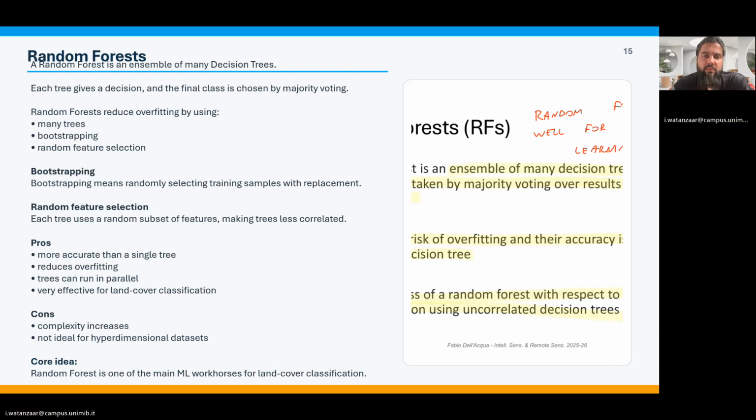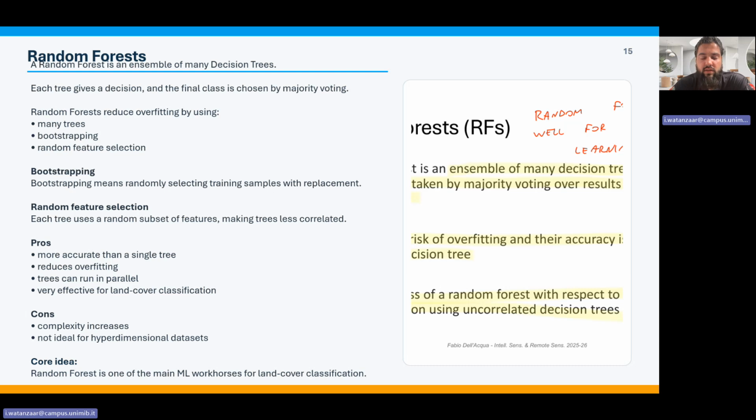Okay, bootstrapping is exactly like selecting the training samples with replacement, like they're trying to consistently replace a training sample. It is more accurate than the single decision tree and reduces your overfitting. Trees can run in parallel and are very effective for land cover classification.